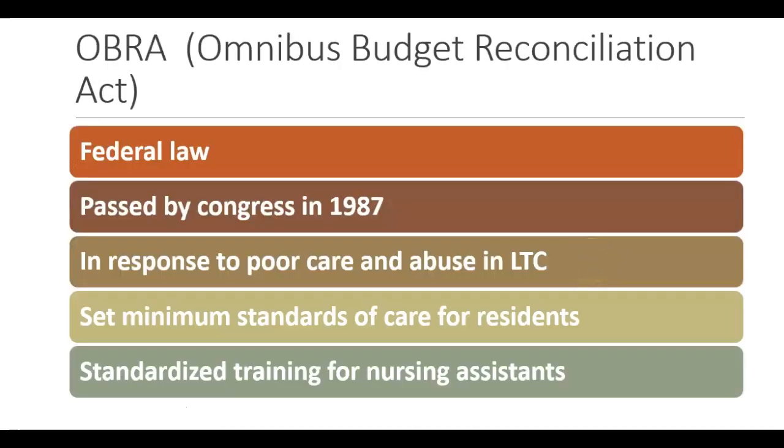OBRA stands for Omnibus Budget Reconciliation Act. It is a federal law passed by Congress in 1987. It was in response to poor care and abuse in long-term care facilities. That's a point that you need to remember. It set minimum standards of care for residents, and it also standardized training for nursing assistant programs.